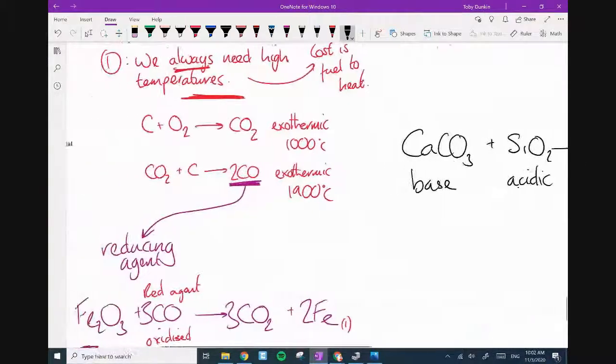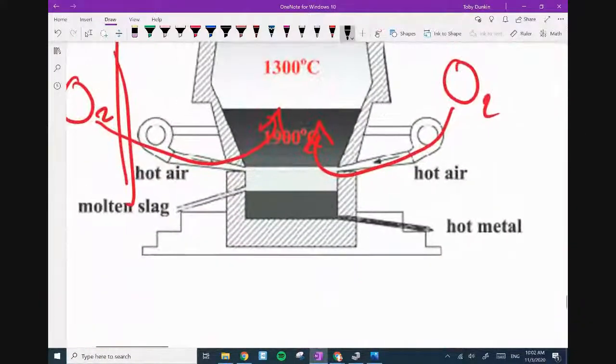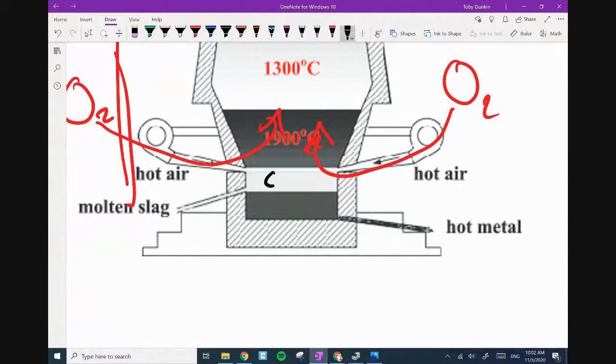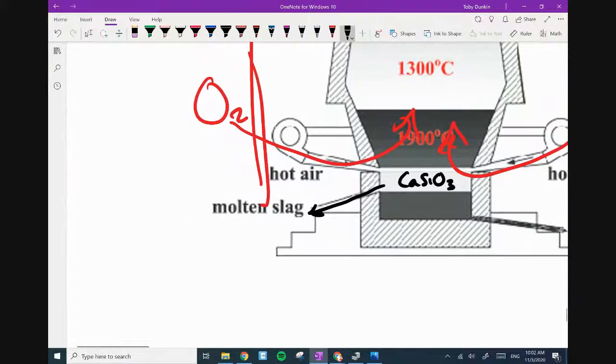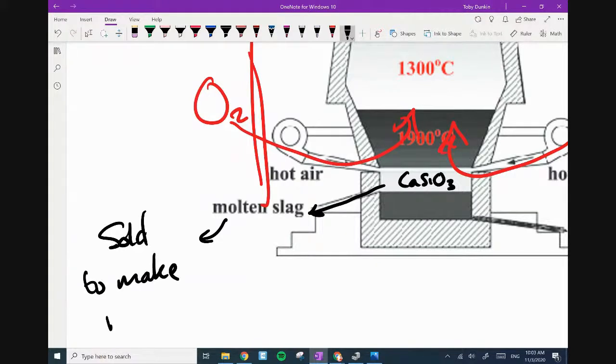You'll notice the slag is floating on top here, and it pours out as a liquid. And that then gets sold to make roads. That's the black chips that you see in the road surfaces.